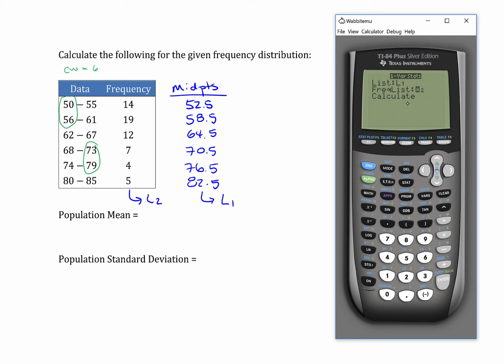That's great. If you're not seeing these menus, then what you need to do is press 2nd and 1 to get L1. And then hit a comma, which is right above the 7, and then press 2nd and 2 to get L2 to show up on screen. It's effectively doing that for us with these menus, so you'll get the same answers in the end. But once that's typed in, press Enter, and you'll get the population mean. Even though it says sample mean, the calculation is the same, so it doesn't make any difference.